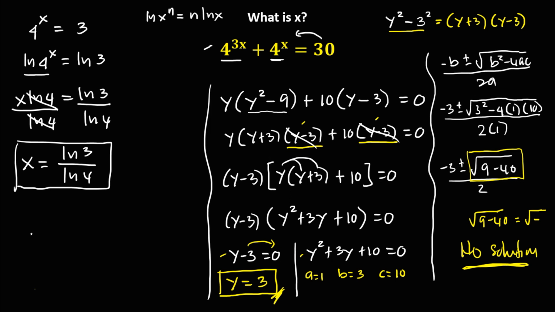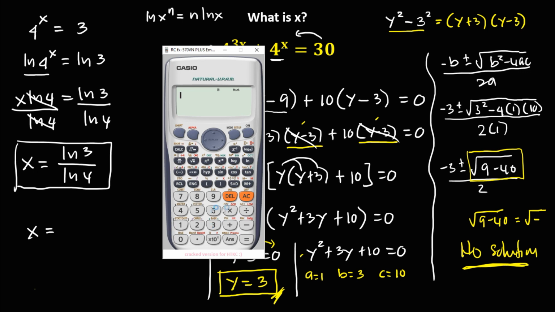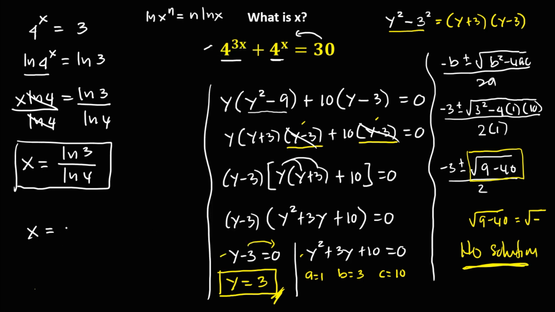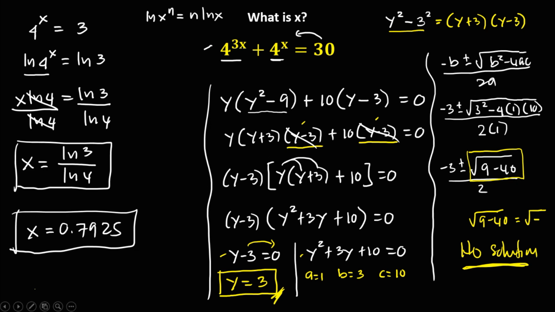Then to find the value for x, using your calculator, we have ln 3, then divide by ln 4, equals, so that's 0.7925. So this is now the value for x.